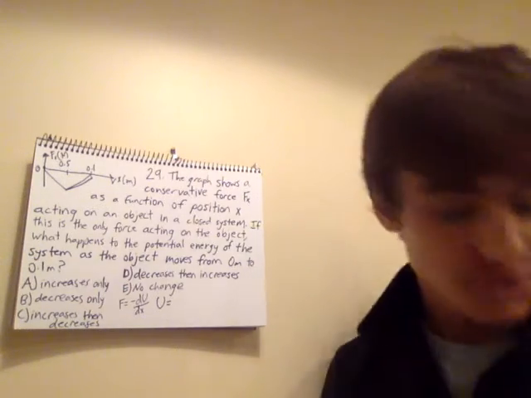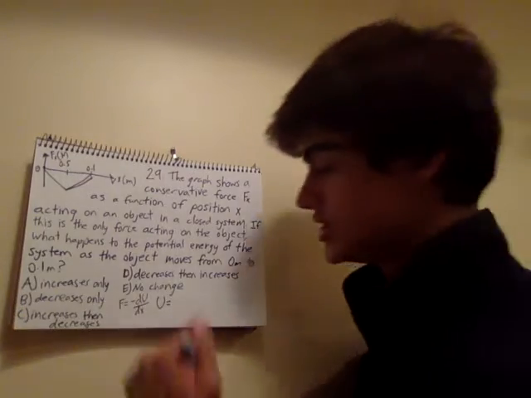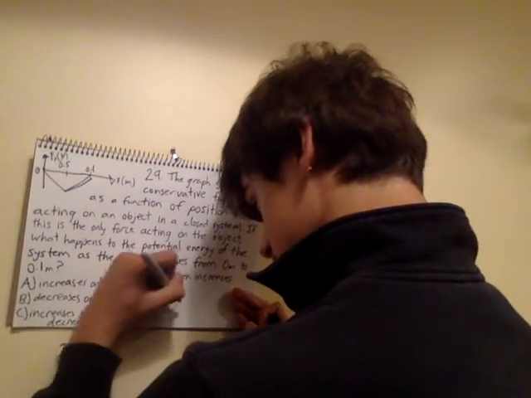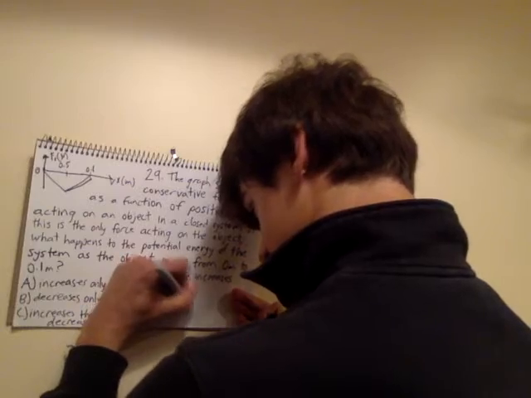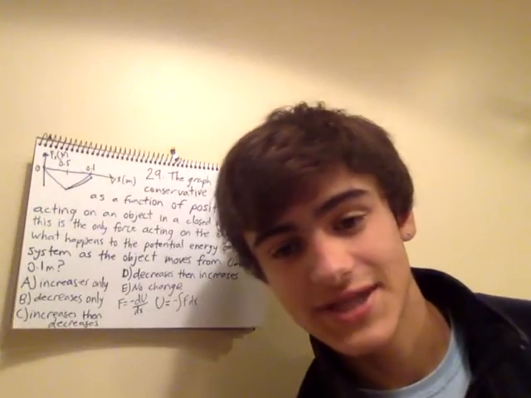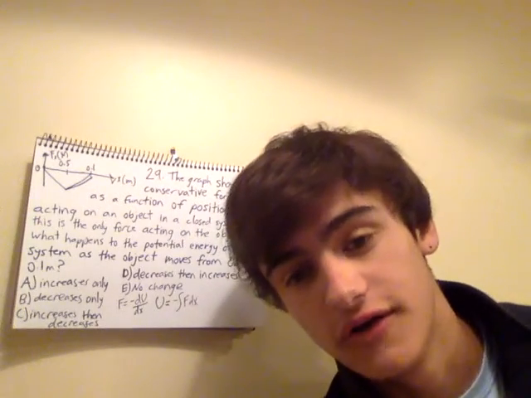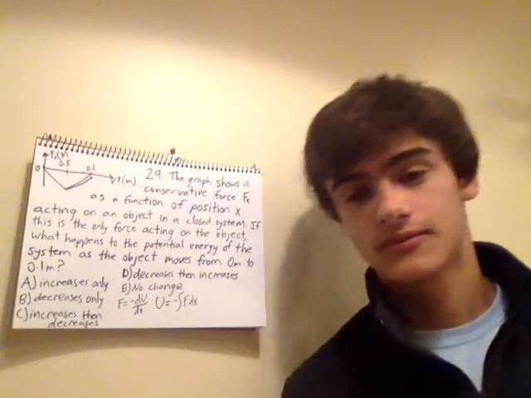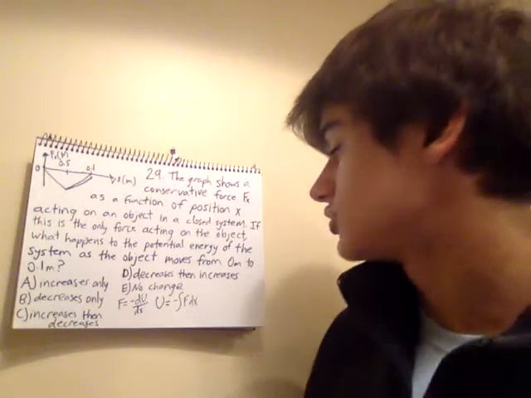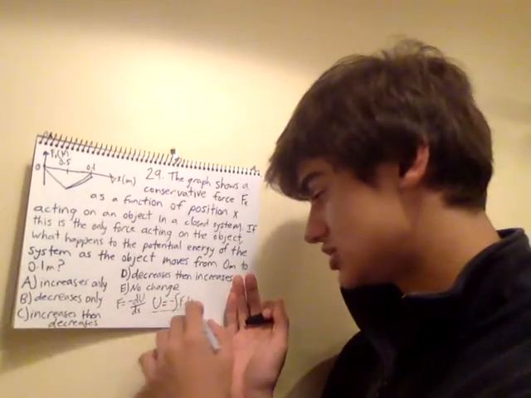So this potential energy equation is U is equal to the negative integral of F dx. What the integral means is the area under a curve. It's the antiderivative, the opposite of taking the derivative of something. So the equation that we are going to be using for this problem is this.